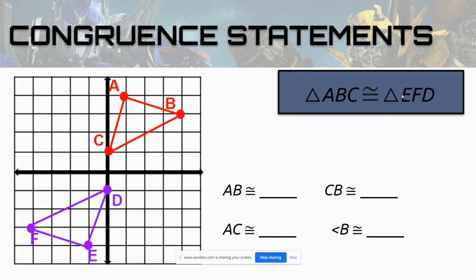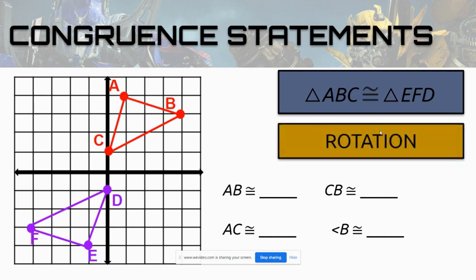A and B are the first two letters. E and F are the first two letters. If we said it was a rotation, AB is congruent to EF. CB, that's the third letter and the second letter. Third letter, second letter, DF. AC, first and last. ED, first and last. Oops, I wrote it backwards.